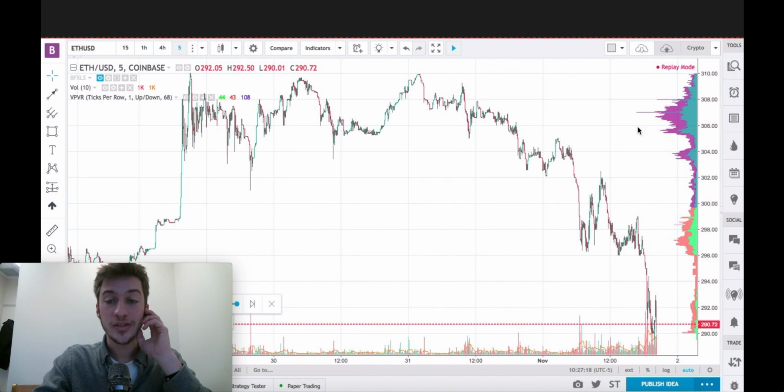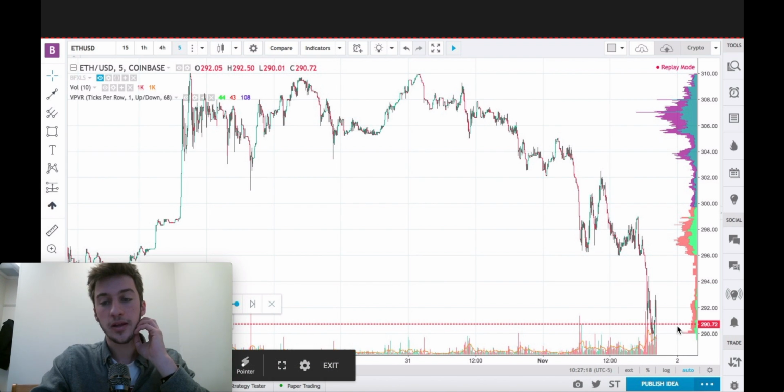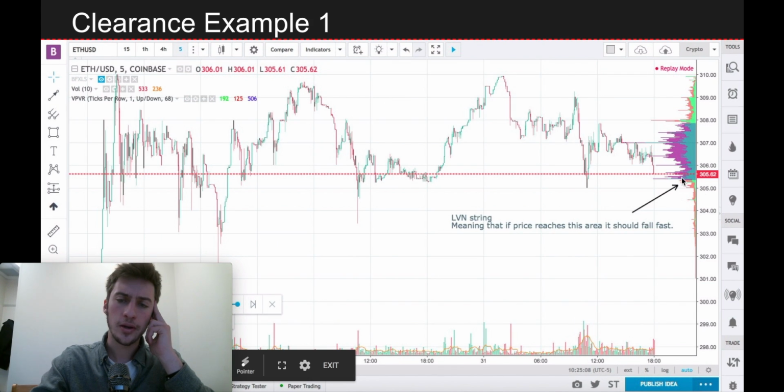Price went from 306 all the way up here and just fell right through, all the way down to about 290. And then it got some consolidation and went back up. But the main takeaway here is that we had some HVNs in this area. But once price escaped the HVN area and found clearance with all these LVNs, price just tore right through.